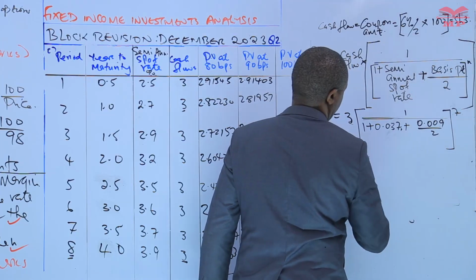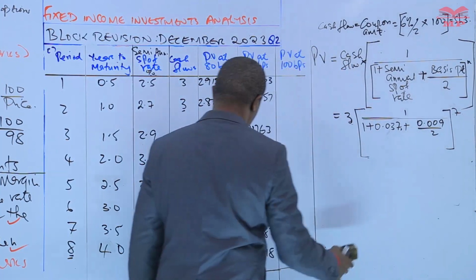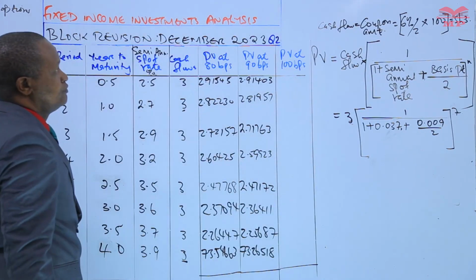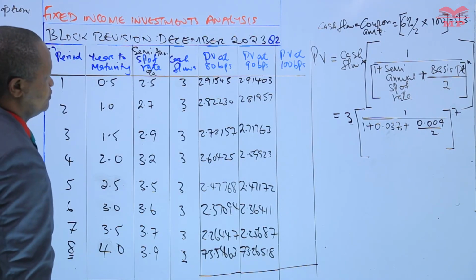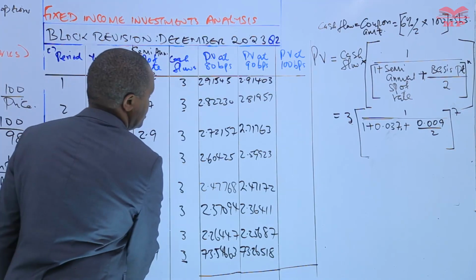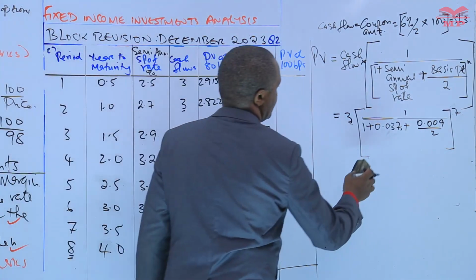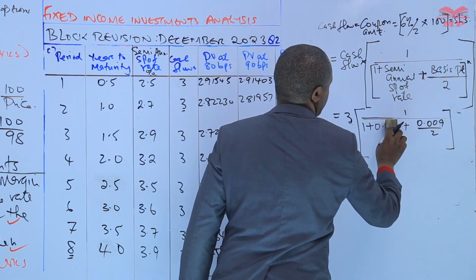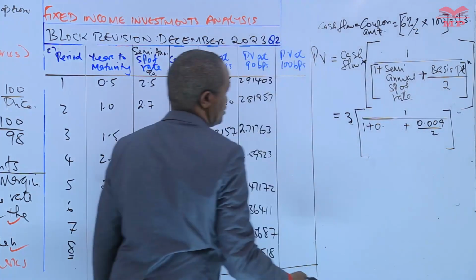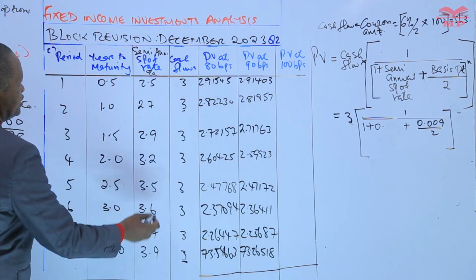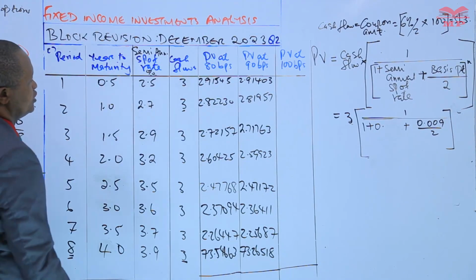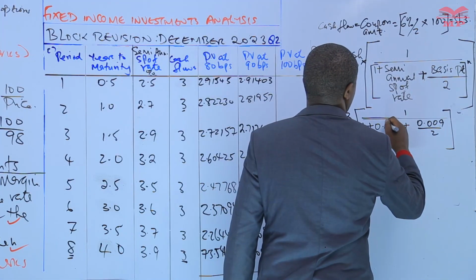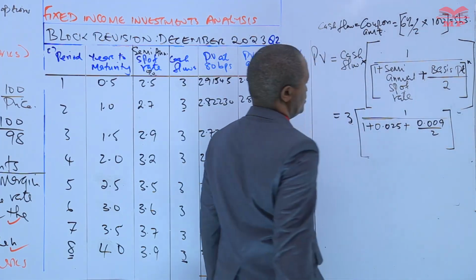That's it for the 90 BPS. We are moving on, candidates, to the last column. We will start with the first period. The semi-annual spot rate for the first period is 2.5%, which is 0.025.